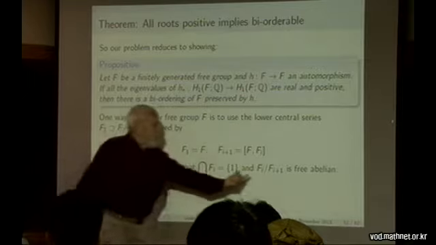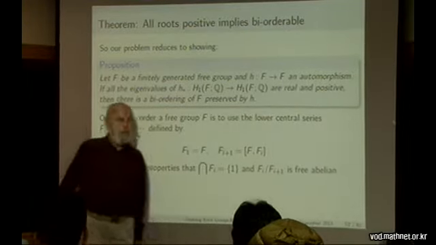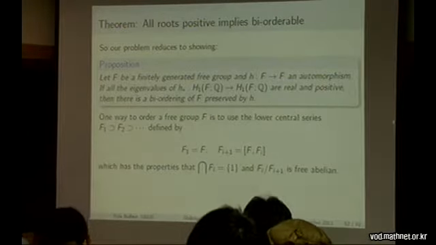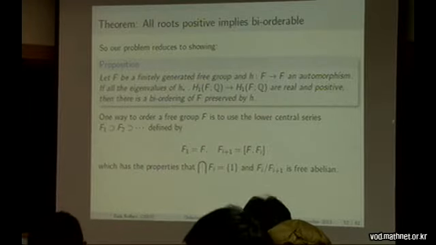And the quotients are free abelian. There's no torsion. They're abelian groups just from construction, but they're free abelian groups in the case of a free group. I think also for right-angled Artin groups, the same thing is true.